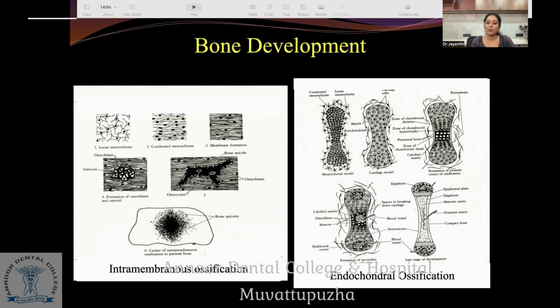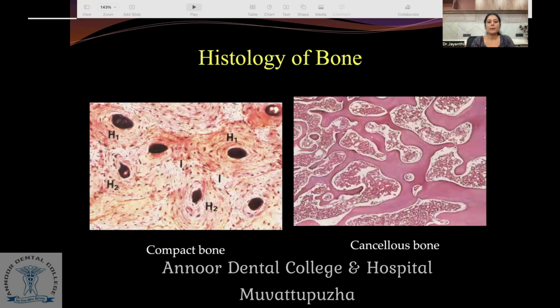However, in endochondral ossification, the word chondro means cartilage. So first, the chondroblast will form a cartilage. This cartilage will act as a scaffold over which bone will form. So the cartilage will get resorbed and then it will be replaced by the bone. And this process is what you call the endochondral ossification.